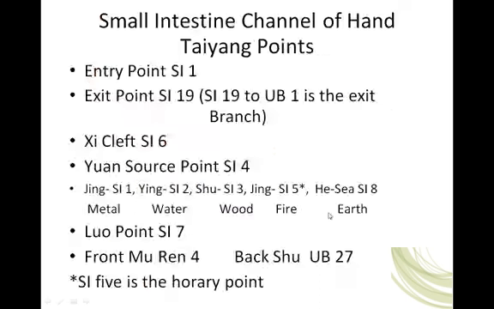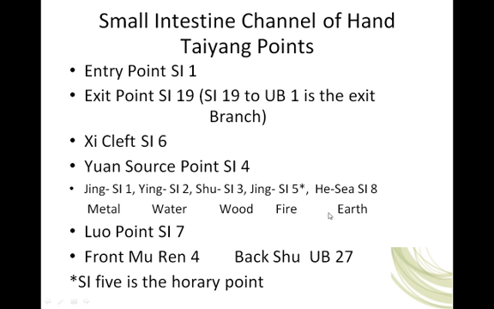Our points of the small intestine channel of hand Taiyang: entry point is small intestine 1. Our exit point is small intestine 19. Small intestine 19 to urinary bladder 1 is the exit branch. Our Xi cleft point is small intestine 6. Our Yuan source point, small intestine 4.